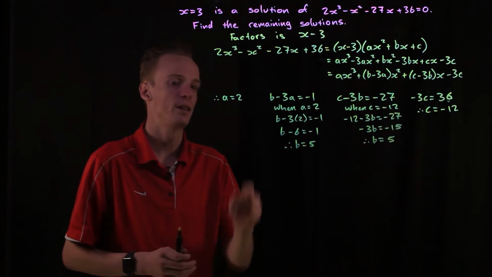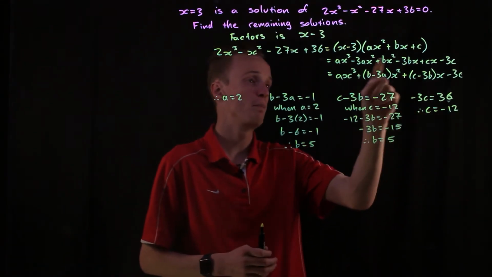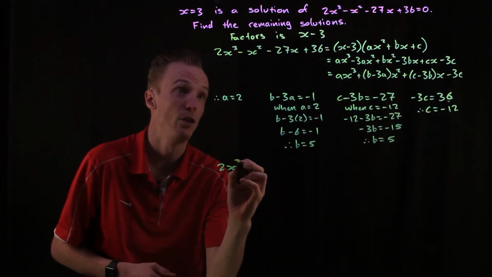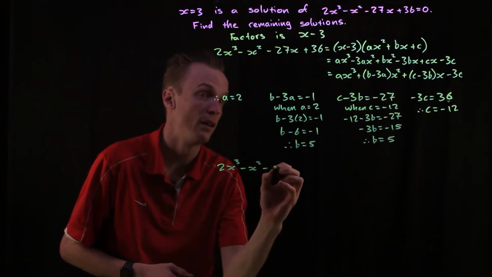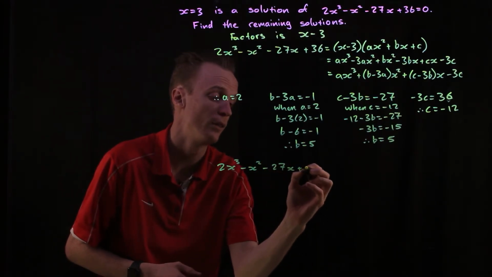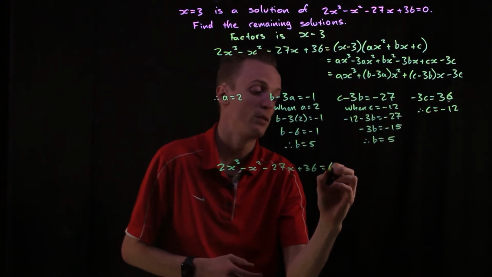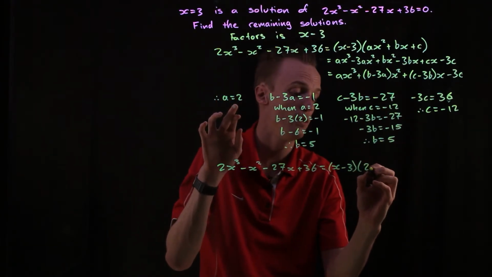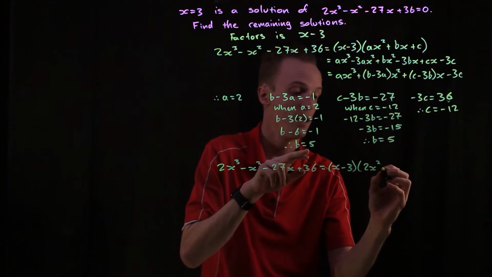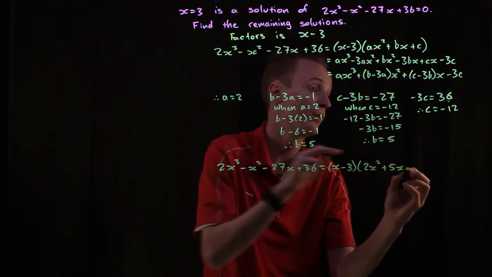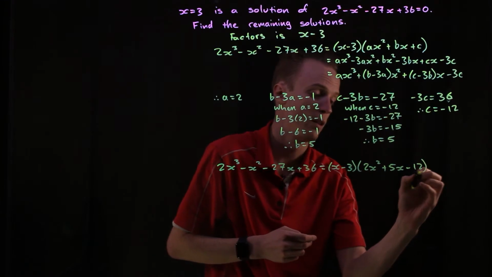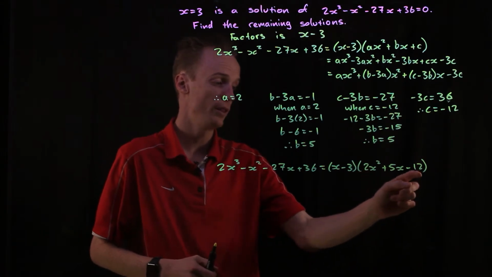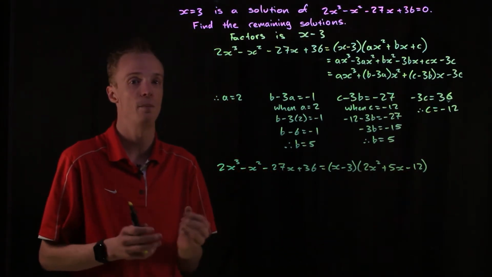So now what I do is I substitute these values, the a, b and c, back into this part here. So what I'm saying now is my 2x cubed, take x squared, take 27x plus 36 is equal to x take 3, my a of 2, so 2x squared, my b of 5, so plus 5x, my c of negative 12, like that. And what I want to do now is I want to solve this quadratic in here. This quadratic is going to find my other solutions.